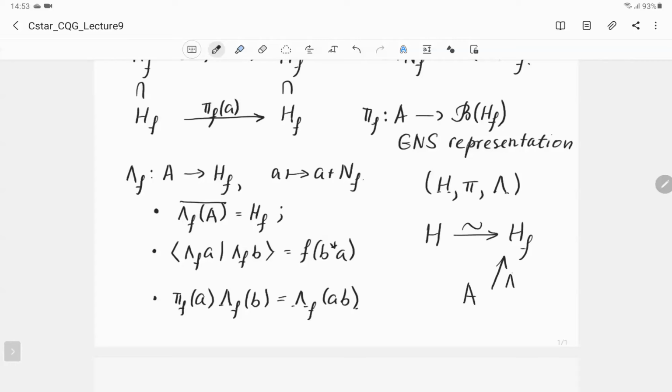Do we suppose that lambda is continuous? We don't, but it will be automatically. This follows from the second property, actually. If we substitute a here, we see that the square of the norm of lambda(a) is f of a star a, but f is continuous. It's a positive functional which is continuous, and this is estimated by the norm of f multiplied by the norm of a squared. So it will be continuous automatically.